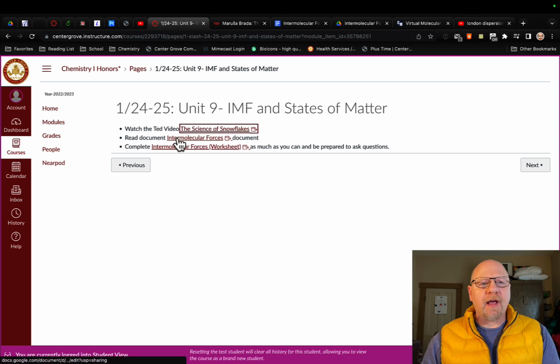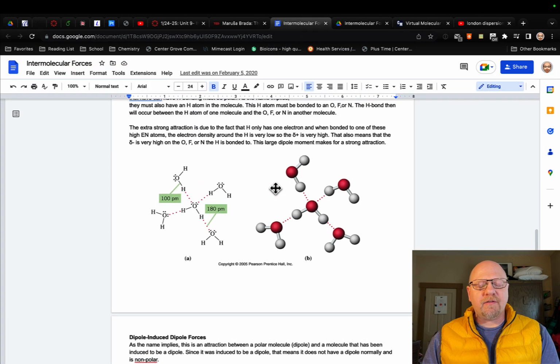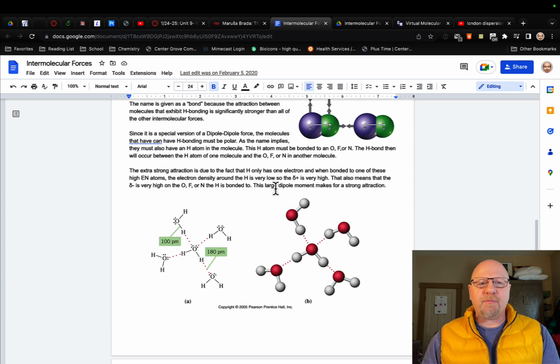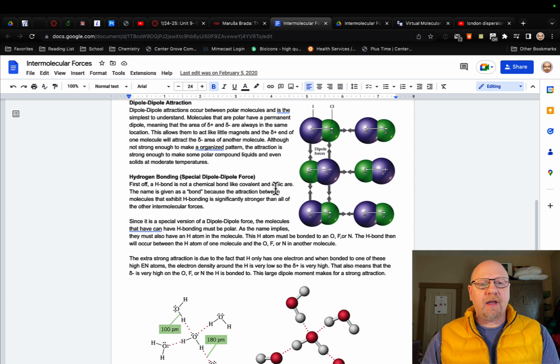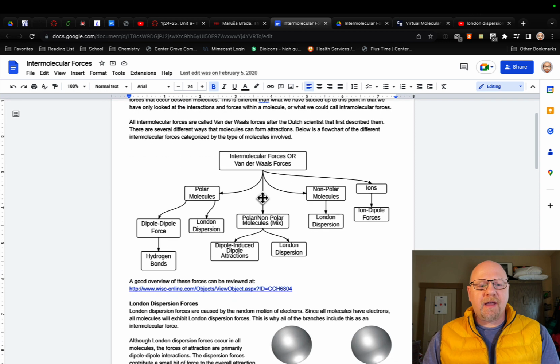So the second thing I'm going to have you do here is I've got a link to a document titled Intermolecular Forces. It's one I put together, scrounged together to kind of summarize. So I know it's still textbooky, but it's not a textbook, and it tries to get straight to the point with everything, with some diagrams and examples. It starts off with a flow chart of the different types of intermolecular forces. We call all intermolecular forces van der Waals forces, and then we subcategorize those from there.